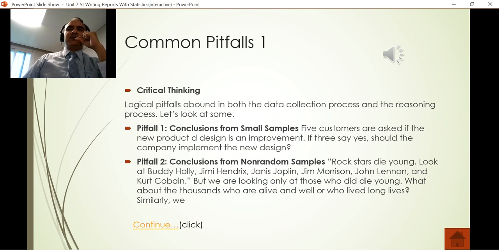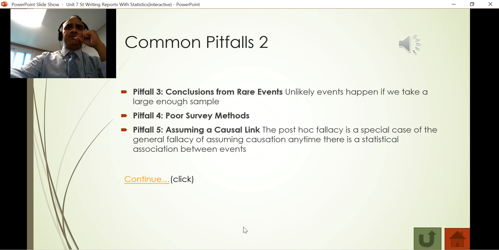Conclusions from non-random samples. Say, for example, rock stars die young. So Buddy Holly, Jimi Hendrix, Janis Joplin, Jim Morrison, John Lennon, and Kurt Cobain. So that is not the rule. I'm just randomly choosing rock stars. If I were to look at all the rock stars in all of history, perhaps the picture would be much different. So you have to be careful with that.